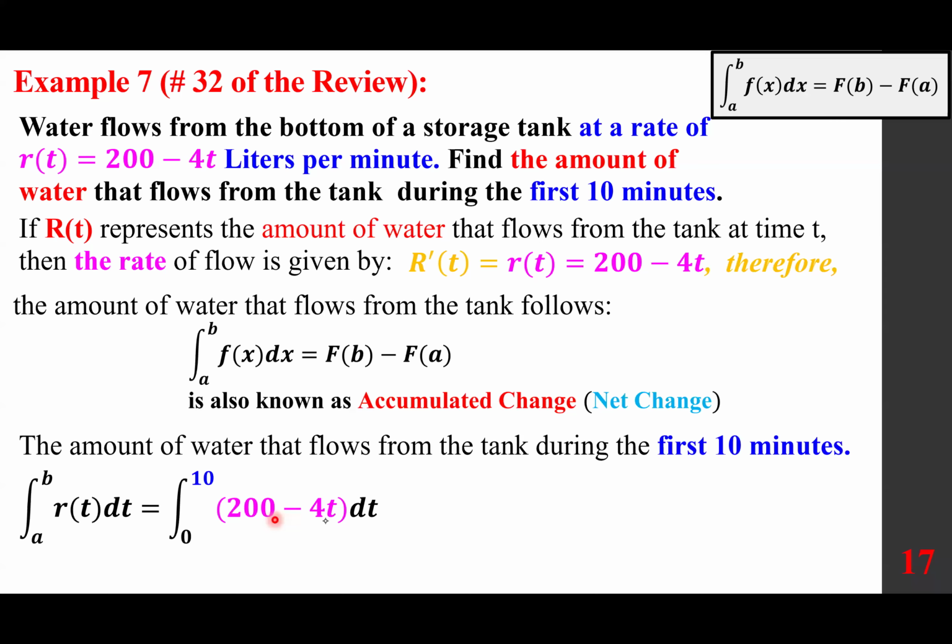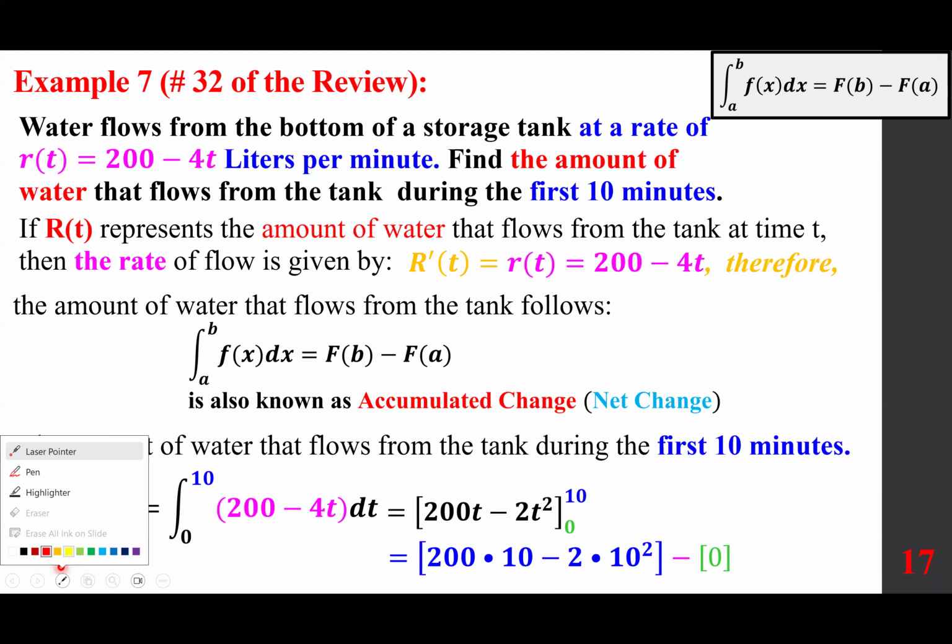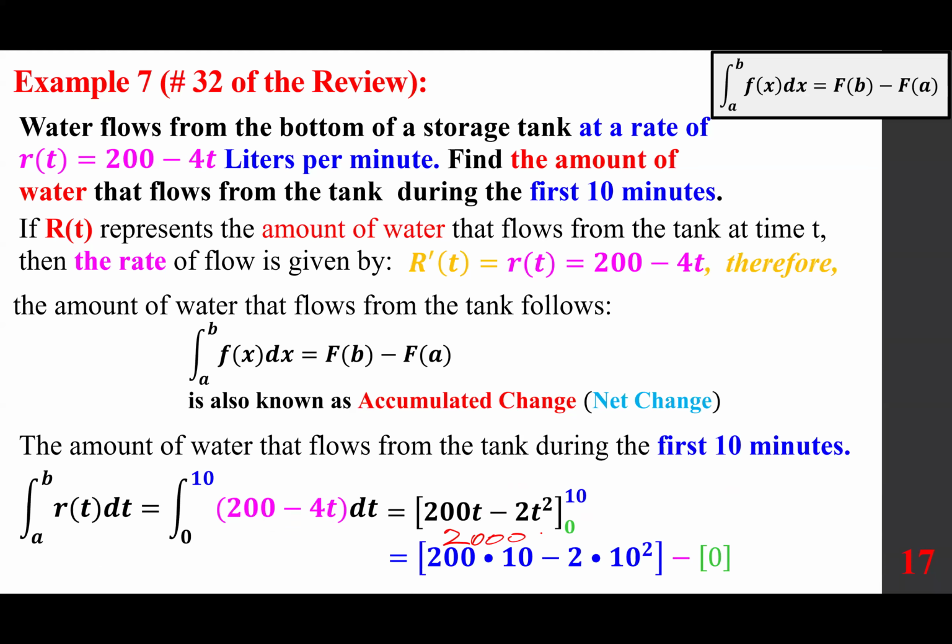This is 200t. This is minus 2t squared. We plug in 10. We plug in 0. 0 obviously gives you 0. Let's plug in 10. 2000 minus 200 is 1800. We go back to this one, it says liters per minute for the rate. So this must be in liters.